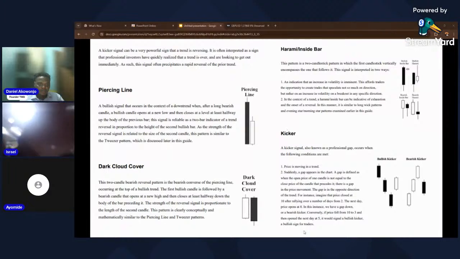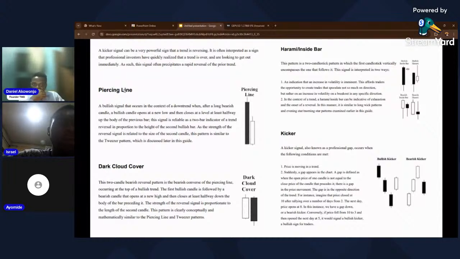Right. So now let me go straight to the next one, which is the piercing line. It is a bullish signal that occurs in the context of a downward trend, after a long bearish candle. Now, a bullish candle opens at a new low and then closes at a level at least halfway up the body of the previous bar. This signal is reliable as a two-bar indicator of a trend reversal, as the strength of the reversal signal is related to the size of the second bullish bar.